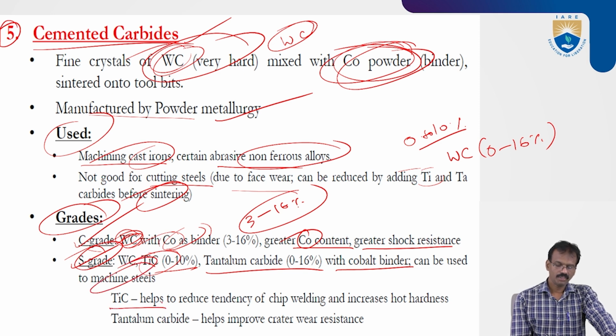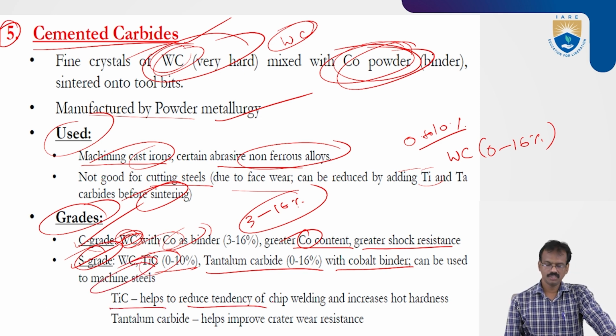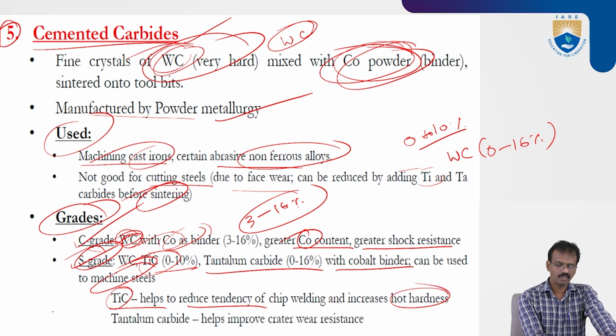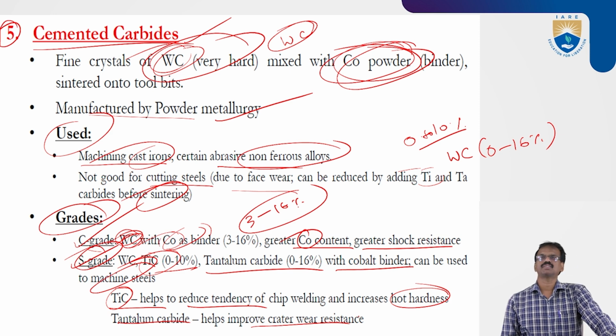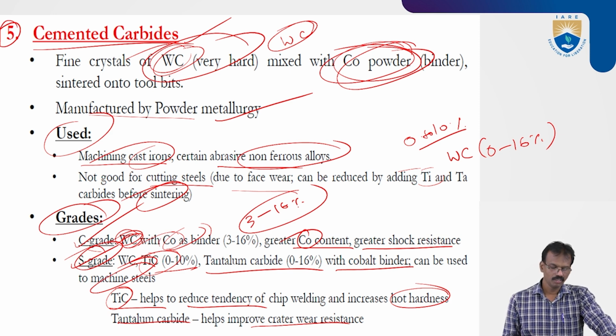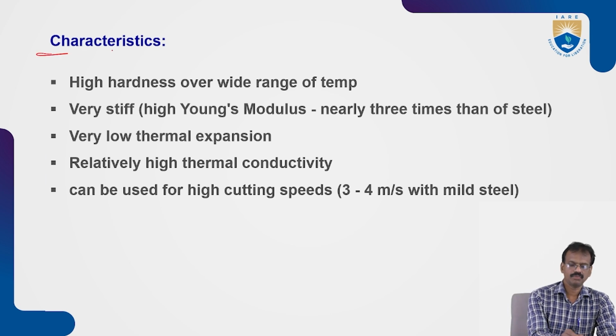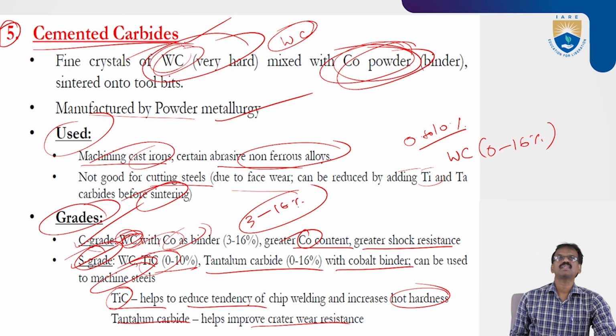Titanium carbide helps to reduce the tendency of chip welding and increases the hardness. That is the main advantage of titanium carbide, a very hard ceramic material. Next, tantalum carbide helps to improve the crater wear resistance. That is the main advantage of this material. So alloying gives good properties and enhances the properties of the tool material. We'll see different characteristics of these cemented carbides.